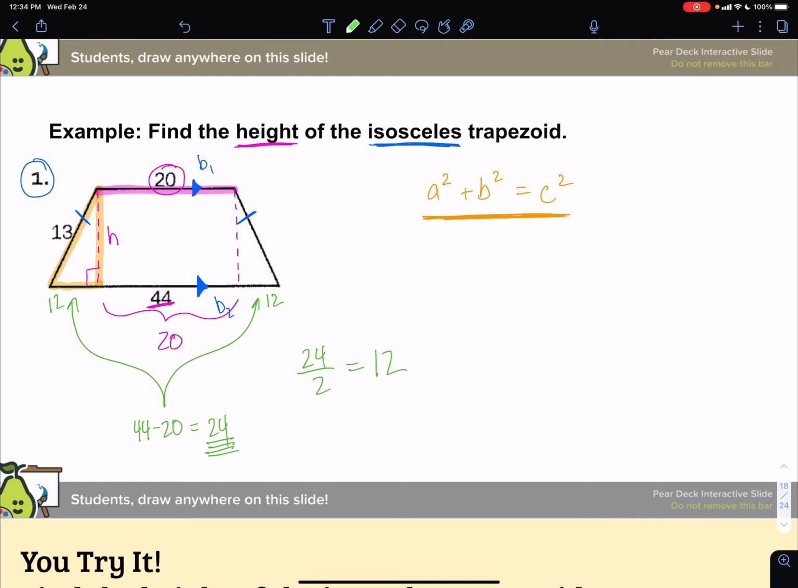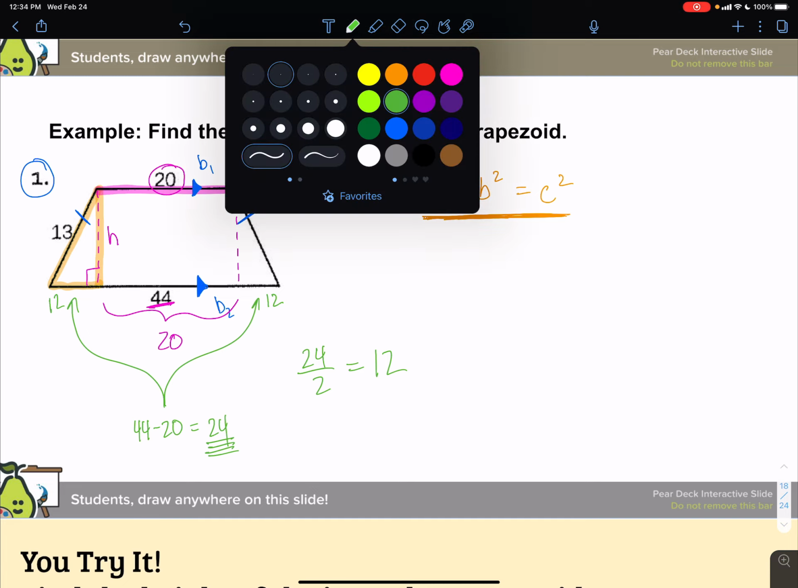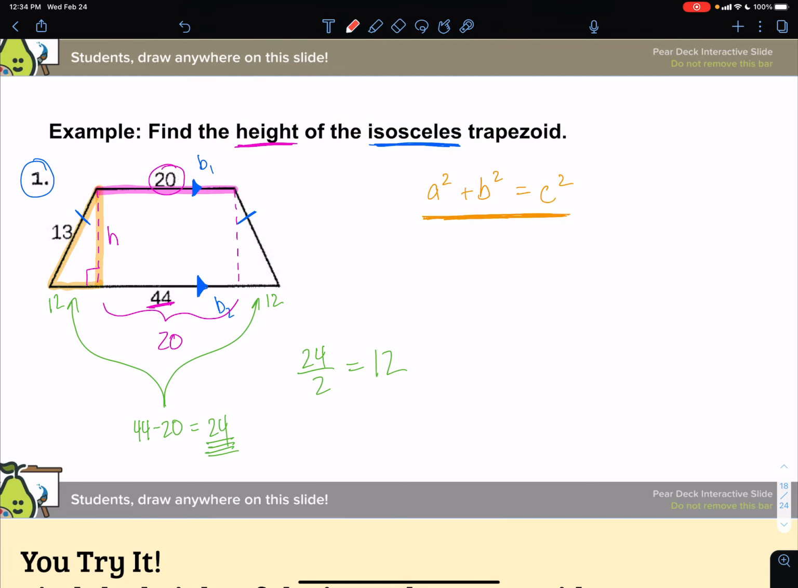All right, but we're not going to worry about the triangle on the right. Now that we have the bottom of the orange triangle on the left, now we have our information. But just real quick to remind you, we split up this whole bottom. We know the left side's 12, we know the middle's 20, and the right side's 12. 12 plus 20 plus 12 gives us 44, as the total should be.